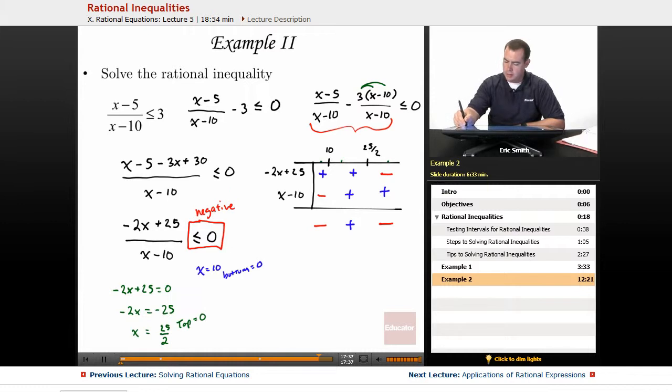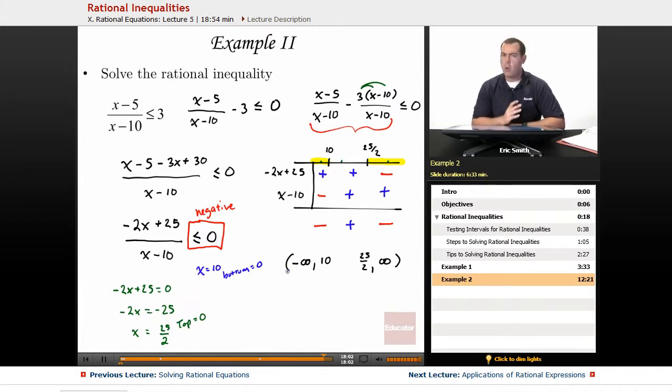Well, I can see one interval here, everything less than 10, and I have another interval here where it's greater than 25 halves. So let's write down those two intervals. So from negative infinity up to 10, and from 25 halves all the way up to the other infinity. All right, one last thing. We need to figure out what endpoints we should include and which ones we should not include.